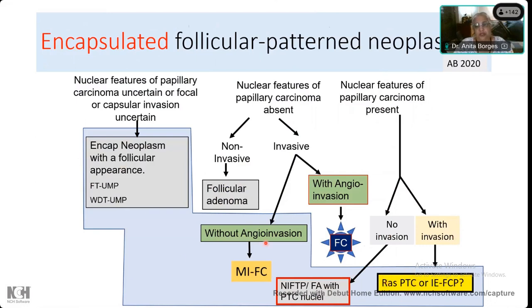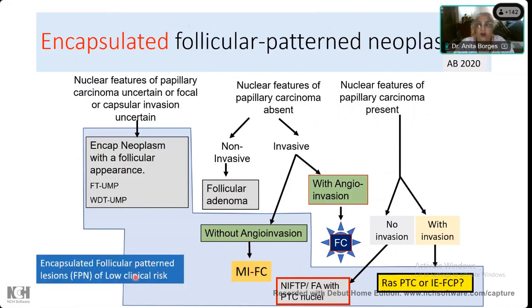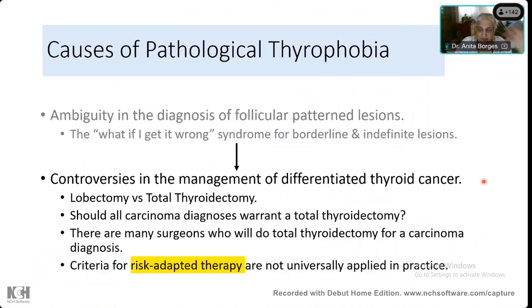So the box is once again there, and all of these, I believe, are encapsulated follicular pattern lesions of low clinical risk. I called it that in 2015, and I'm glad that the WHO has actually called it that, except that this lesion they have not put into the low malignant potential, and I don't understand why, unless it has angio invasion. All right, so once again, there is a lot of thyrophobia, which I think we should remove, because I don't think that it's necessary.